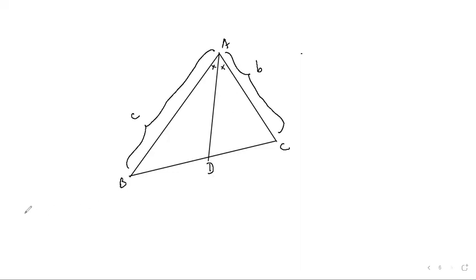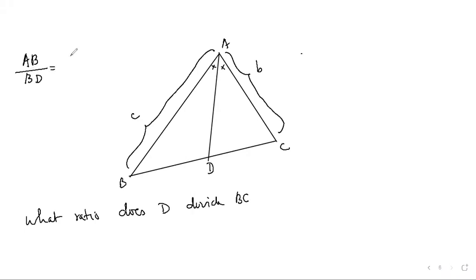In what ratio does D divide BC? AB upon BD is equal to AC upon DC. Correct. AB upon BD is equal to AC upon DC. This means BD upon DC, BD comes this side, AC comes down, AB upon AC. We do construction and get AB, which is c, and AC, which is b.